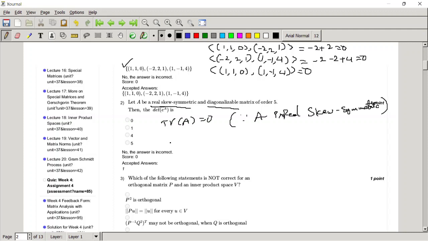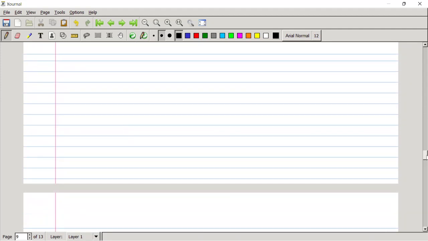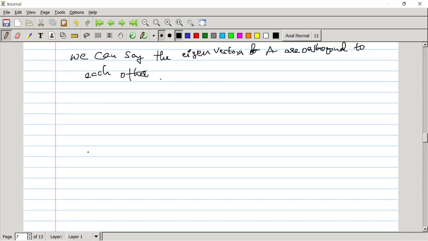So that means A is equal to P times some diagonal matrix D times P inverse, where D is a diagonal matrix. By using these two properties, we will solve this problem. So it is asked to find the determinant of e power A. Let me solve this separately.